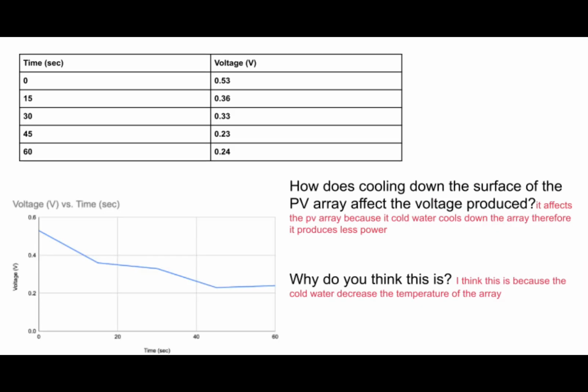How does the cooling down of the surface of the PV array affect the voltage produced? It affects the PV array because the cold water cools down the array and therefore it produces less power. Why do you think this is? I think this is because the cold water decreases the temperature of the array.